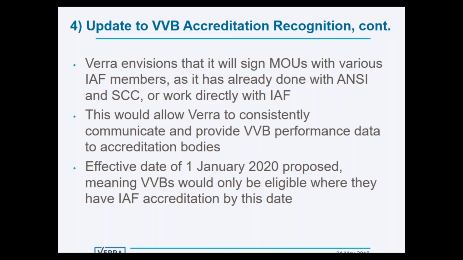And we think this would essentially address our concerns with respect to consistency of oversight and VVB performance feedback. And finally, we would envision an effective date for this of January 1, 2020, meaning that VVBs would need to achieve ISO 14065 accreditation by that date to continue to be eligible to provide validation and verification services under the VCS program.